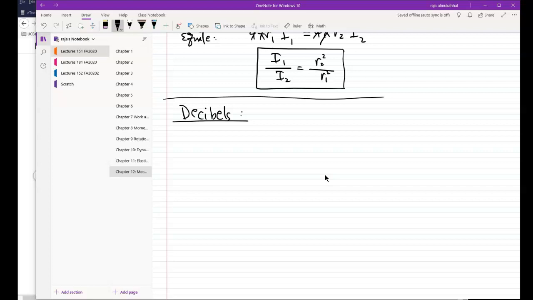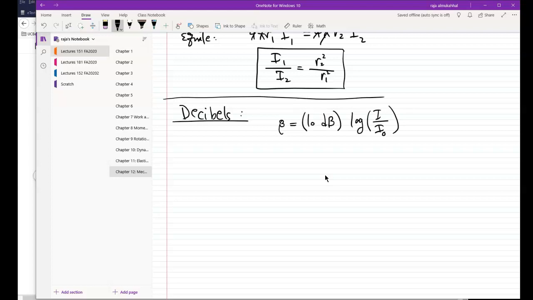Here is the formula. Beta, the Greek letter beta, I'll draw it better. It looks like a B with a long tail. Beta equals 10 dB, just write it down, small d, capital B, that's the symbol for the unit decibel, times log I over I naught. Okay, I'm going to explain all of that. Let me just write it down.